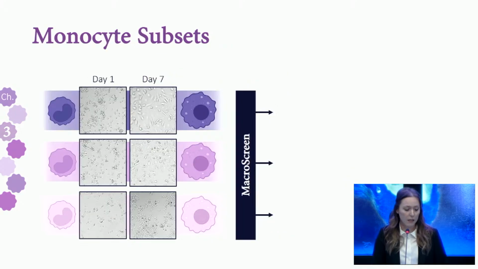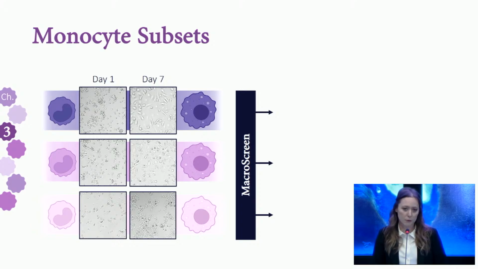In Chapter 3, we isolated monocytes of all 3 subsets from donor blood and let them develop into macrophages. We noticed that at day 1, all 3 monocyte subsets looked like typical monocytes, small and round. However, after 7 days, only one of the subsets looked like a typical macrophage, larger and elongated. One of the subsets, the bottom one, still looked like monocytes, small and round. And one of the subsets, the middle one, looked like something in between.